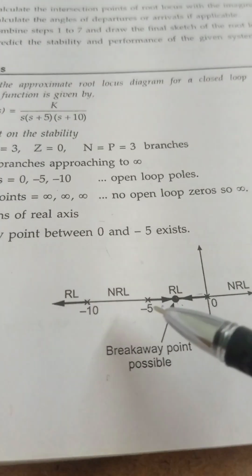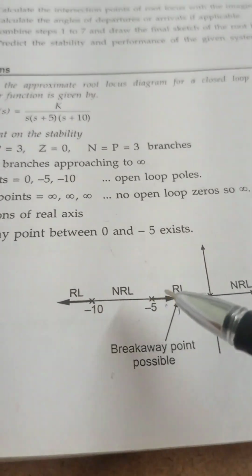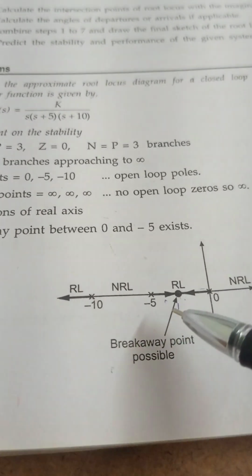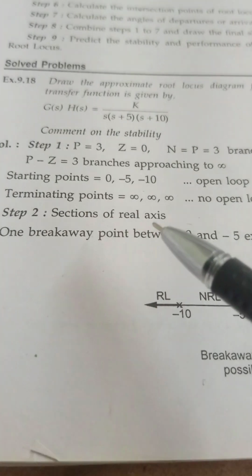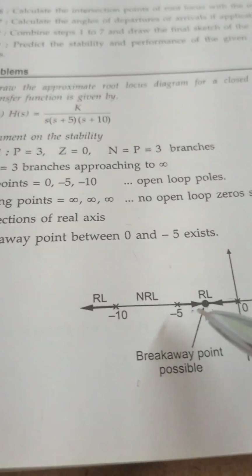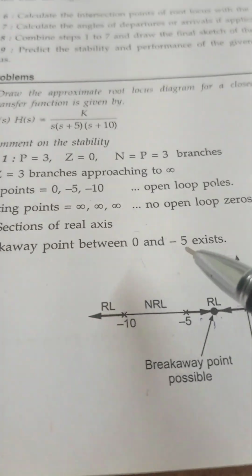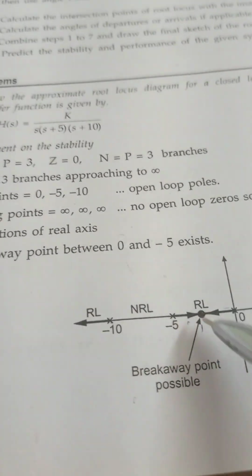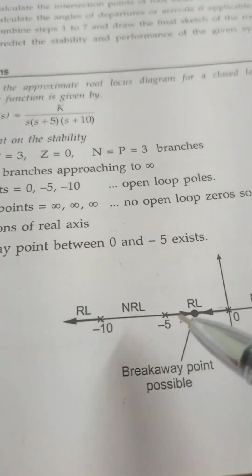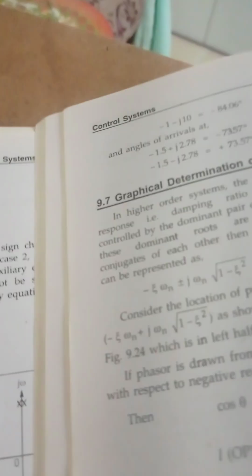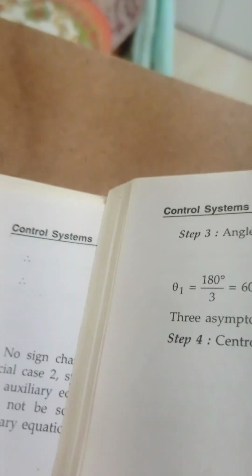Therefore, the breakaway point will be somewhere between minus 5 and 0. The section of real axis is in between minus 5 and 0, and there is one breakaway point between 0 and minus 5. Breakaway point means one particular point from where we find out the root locus, where we can draw the root locus. Now we will calculate the breakaway point.